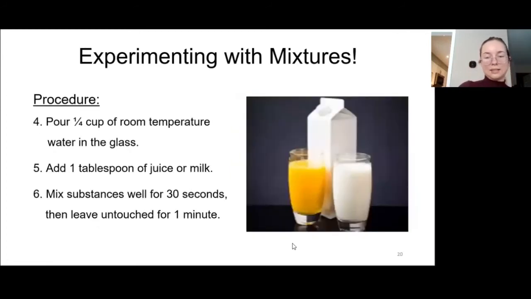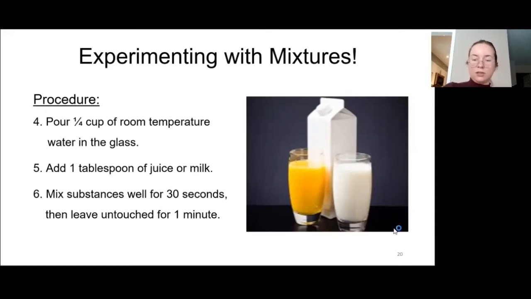Our next experiment is with our water and either a tablespoon of juice or a tablespoon of milk. So I'll be using milk here, so you can just pour the milk in there. And once again, I invite you to pause the video just to mix your substances together for 30 seconds and then leave the substances to rest for a minute.